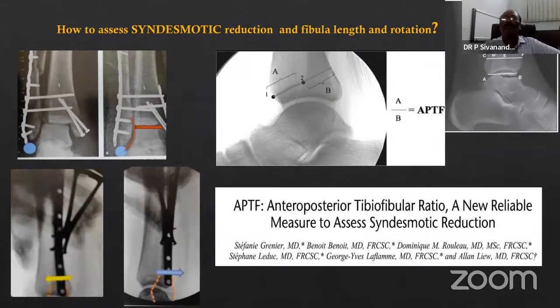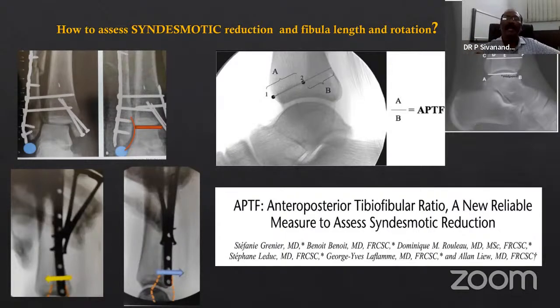Laterally also, you can assess the fibula. This is the sagittal plane displacement of the fibula in the syndesmosis. In the AP view, you can see the coronal plane displacement of the fibula. But most of the time you will see the displacement in the sagittal plane rather than the coronal plane, and most of the time it is displaced posteriorly. So how do you assess this reduction?